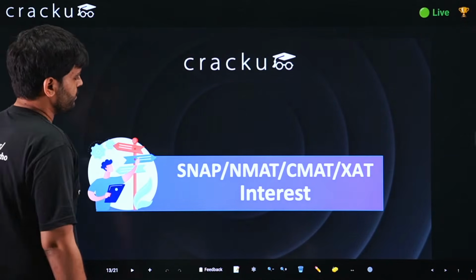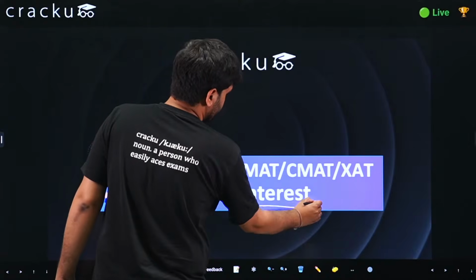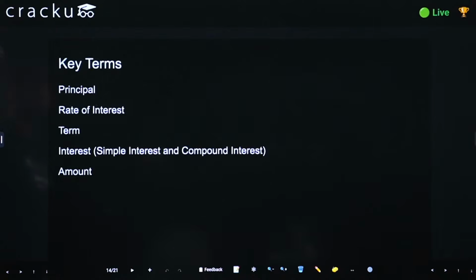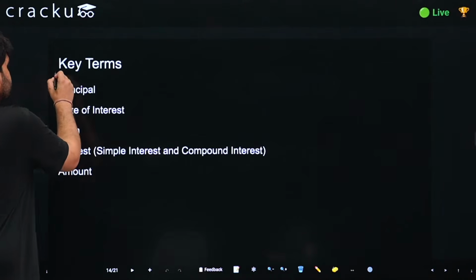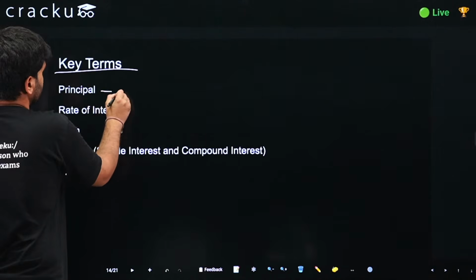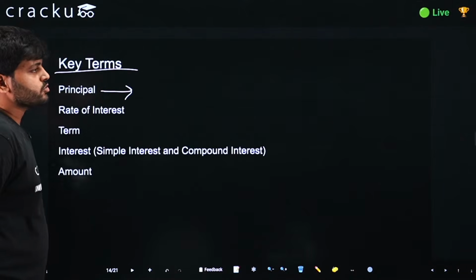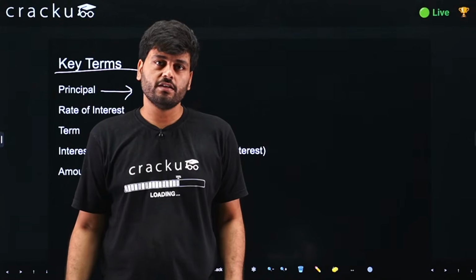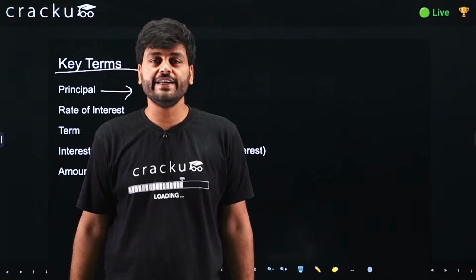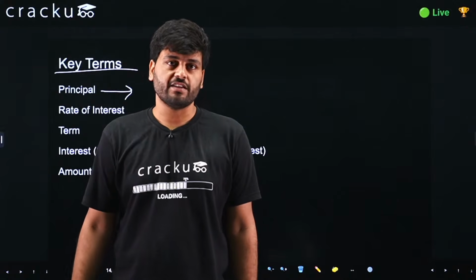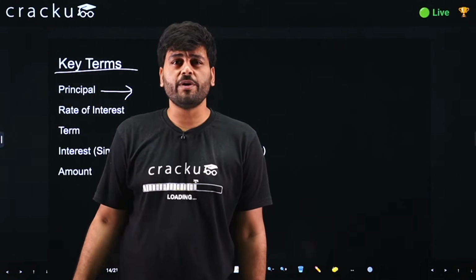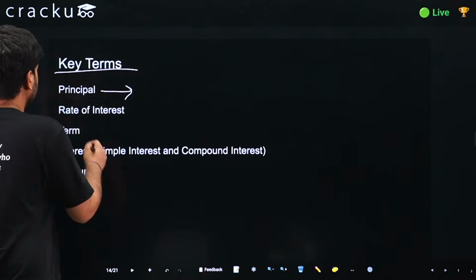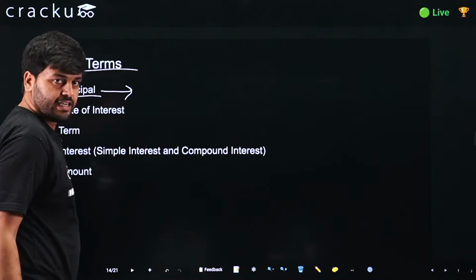Now we will be covering interest. So let us see some basic terms regarding interest. First, principal. So assume that you are in need of 10,000 rupees. You need 10,000 rupees for something, and you go to a bank and you take a loan of 10,000. You take 10,000 from the bank as a loan.